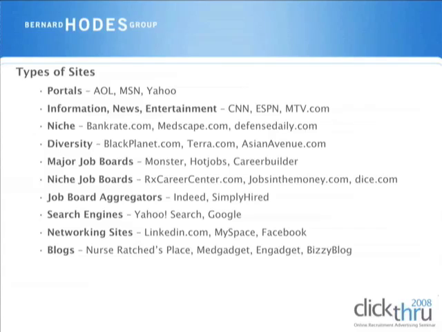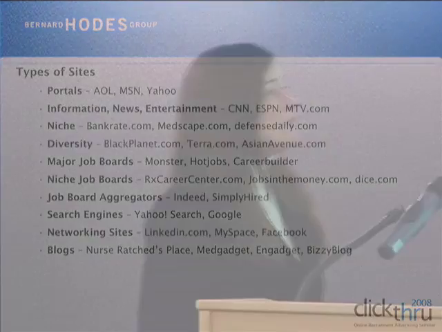Different types of sites that you can advertise on. There's a million different types of sites. And it takes some work to try to figure out which ones really work best for your industry and the candidates that you're trying to recruit. But one that a lot of people don't always think about are the portals like AOL, MSN, Yahoo. A portal is basically a site where you go to access a whole bunch of other content. So like you go to Yahoo, you get your email, you can go to finance, sports, all these different places. AOL and MSN are set up the same.